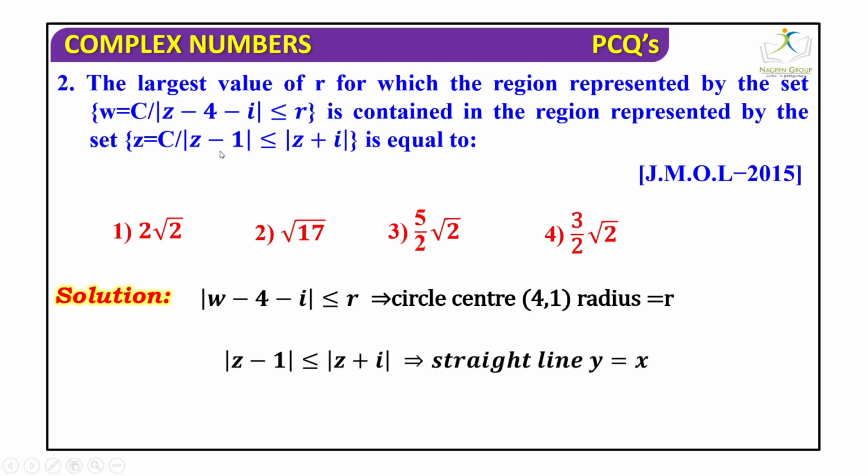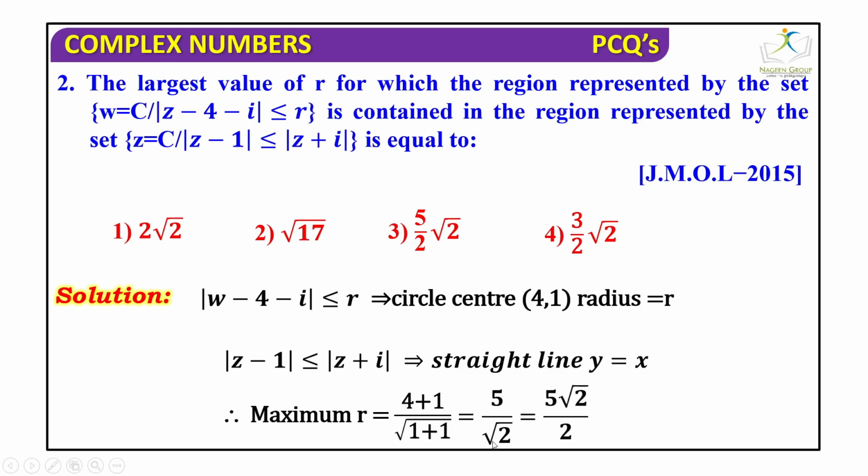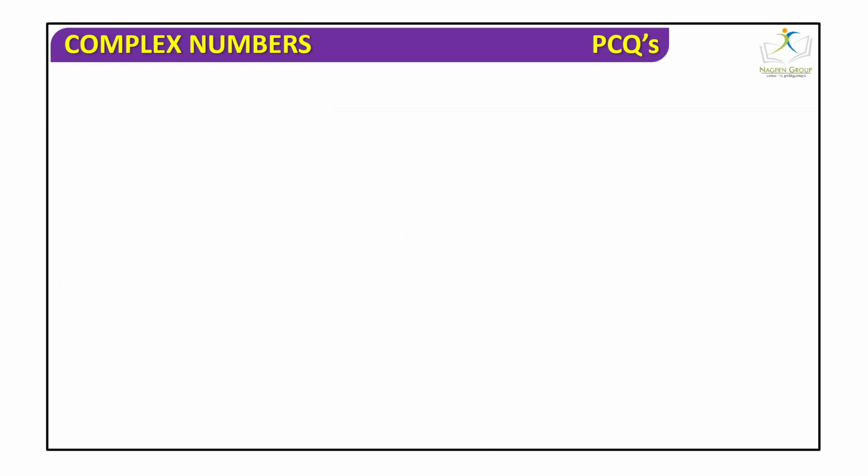And from the second, modulus of Z minus 1 is less than modulus of Z plus iota, which is a straight line, where we say y equals to x. So the maximum value of R will be 4 plus 1 divided by under root of 1 plus 1, which is equal to 5 by root 2, which gives 5 root 2 divided by 2. Okay, so the answer will be option number 3. Right, now next is question number 3.